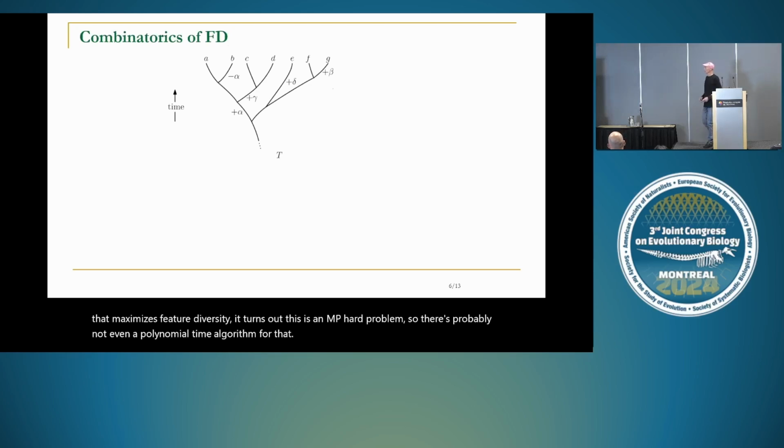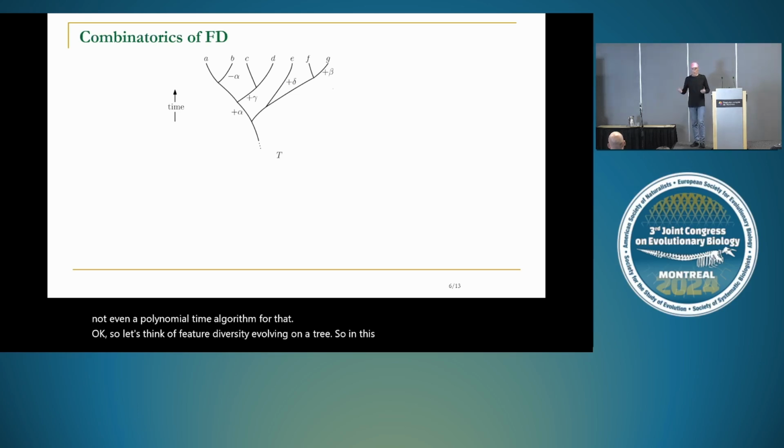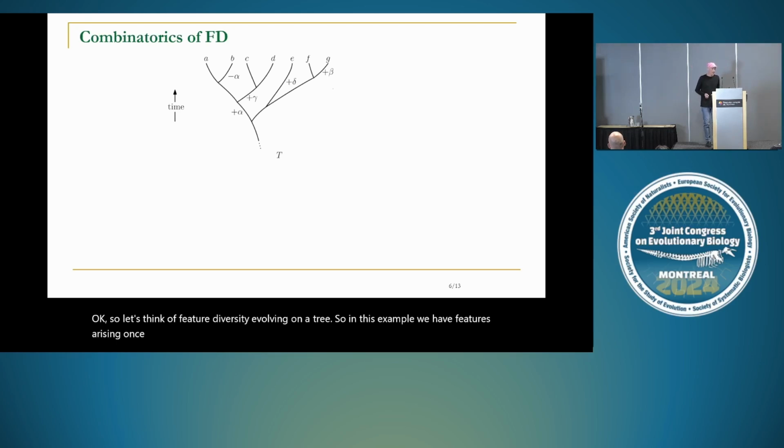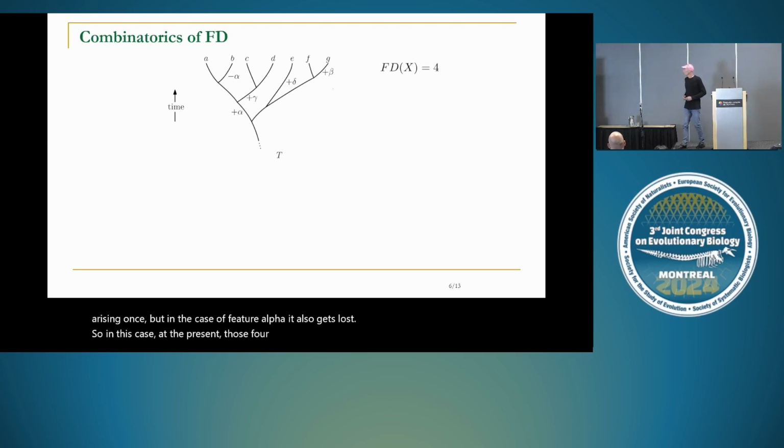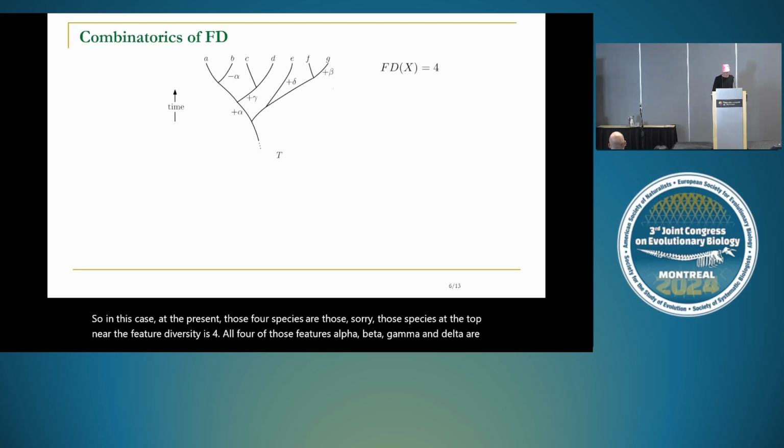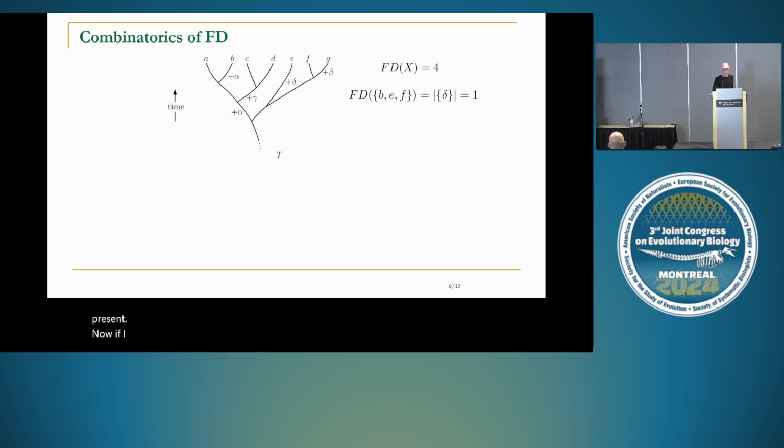Okay, so let's think of feature diversity evolving on a tree. In this example, we have features arising once, but in the case of feature alpha, it also gets lost. So in this case, for those four species at the top there, the feature diversity is 4. All four of those features, alpha, beta, gamma, and delta, are present. Now, if I take a subset of those species, say B, E, and F, the only feature they have is delta, so the feature diversity of that subset is 1.